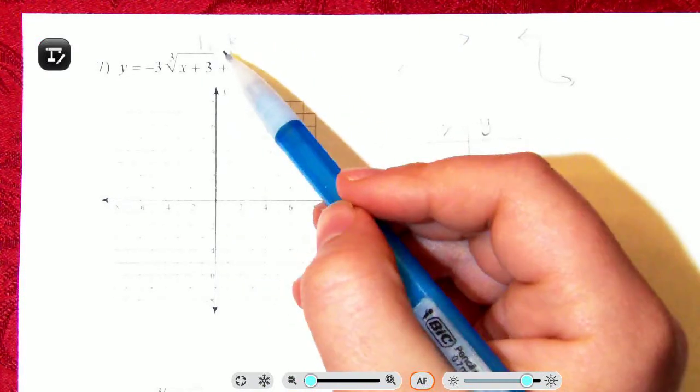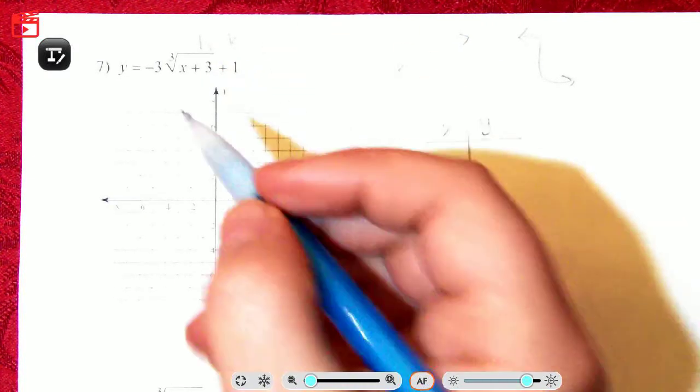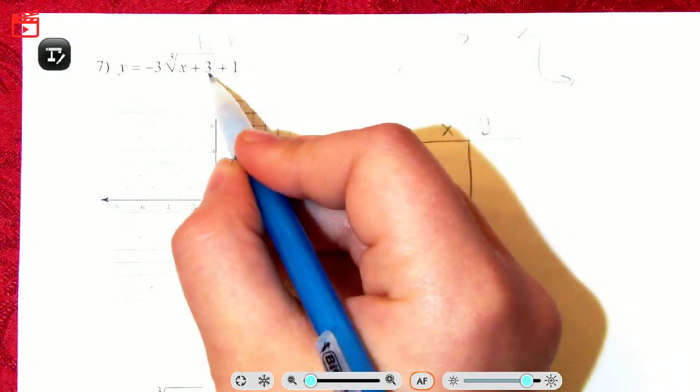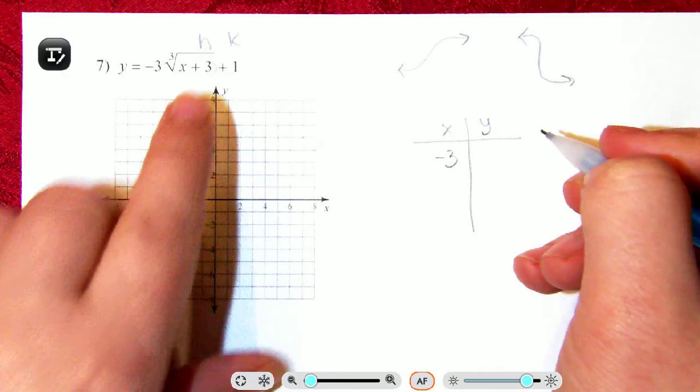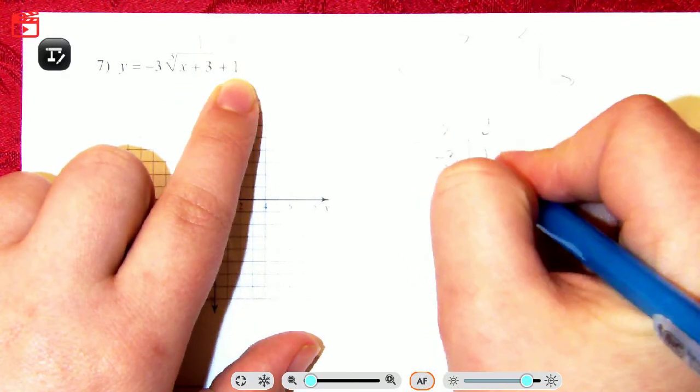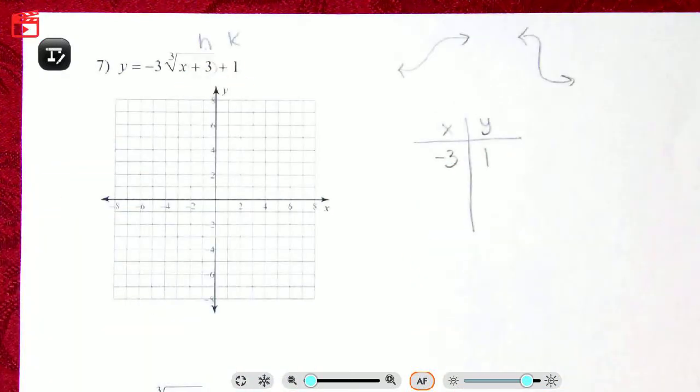If I didn't mention this, I want to mention this now. Your h is always going to be the opposite of what you see here. So in this case, I see a +3, so it's going to be a -3. Our k is a +1. K is always going to be exactly what it is. H is the one that's opposite.